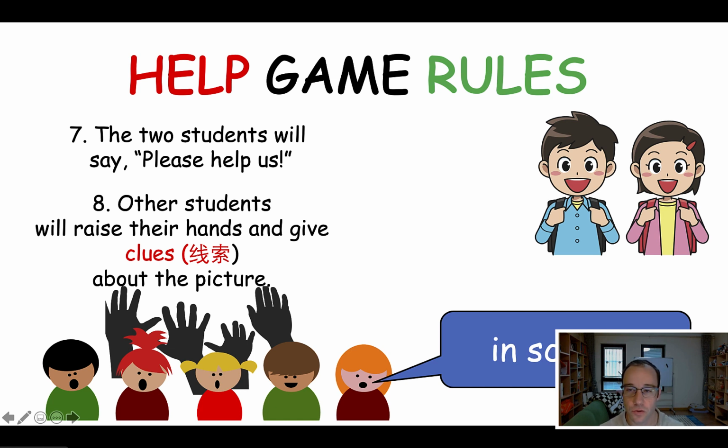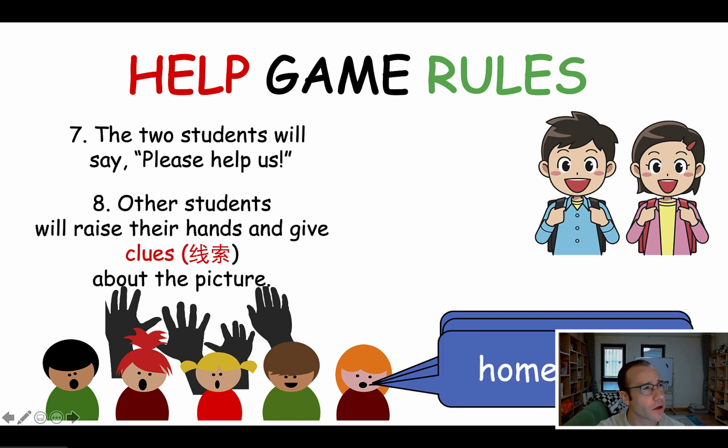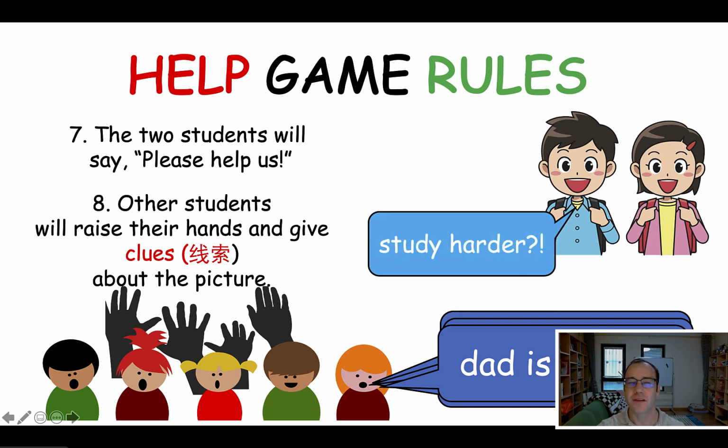Okay, so they say in school, the standing students in the front who took the blindfolds off are like, not sure. Okay, learn, maybe I know. Homework, dad is happy. Oh, study harder. Okay, good. So he guessed the correct answer. The correct answer was study harder.